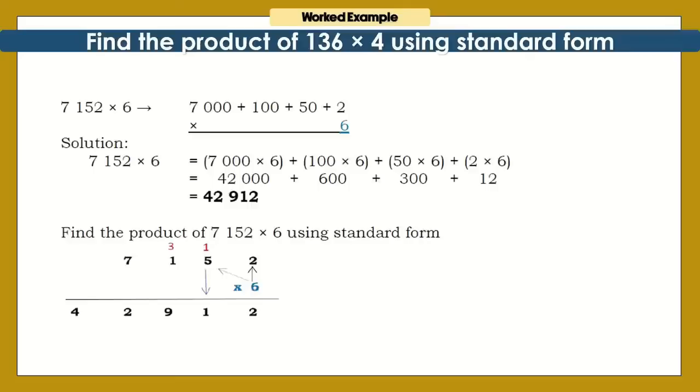Find the product of 7,152 by 6 using standard form. 7,152 times 6 equals 7,000 plus 100 plus 50 plus 2, times 6. So the correct answer is 42,912.